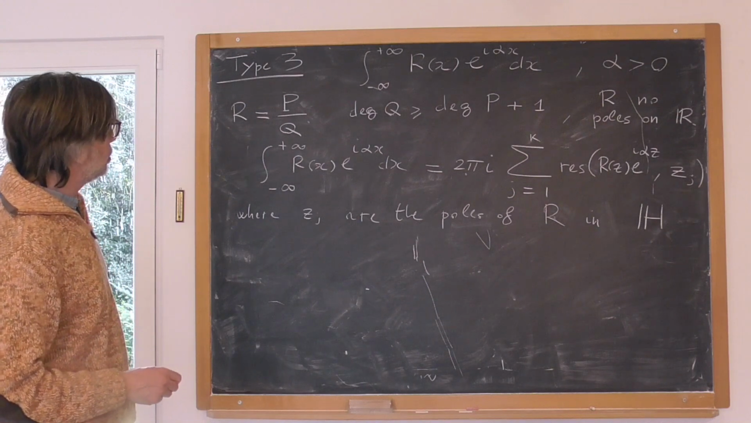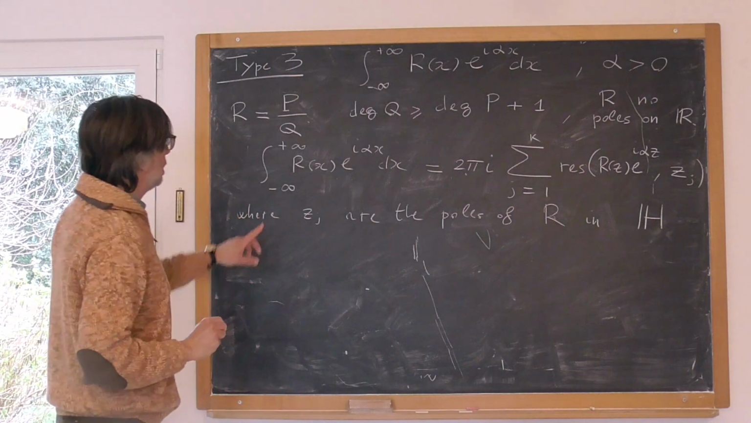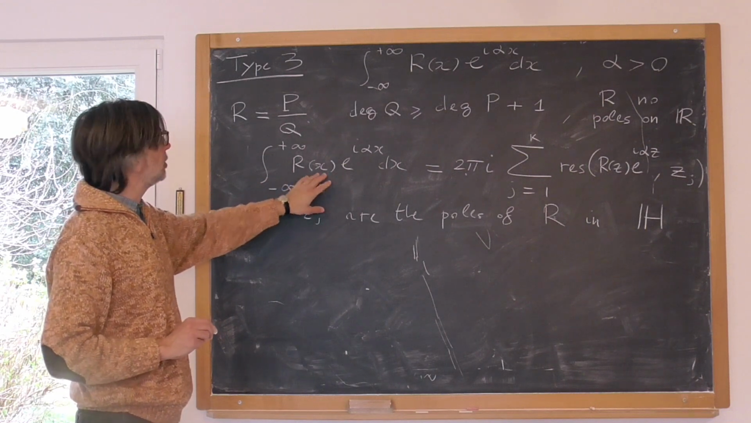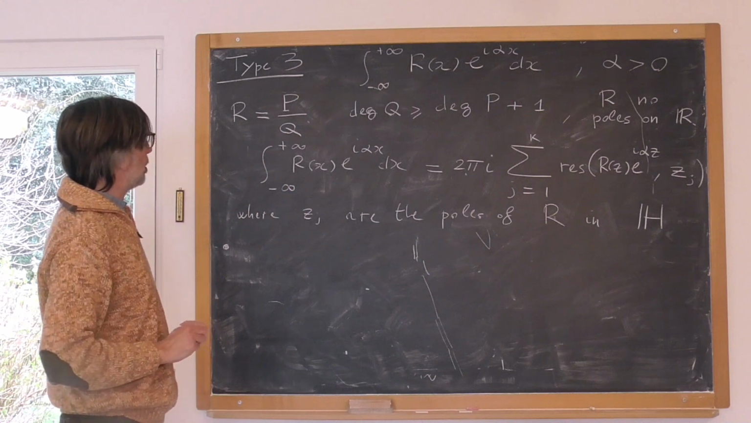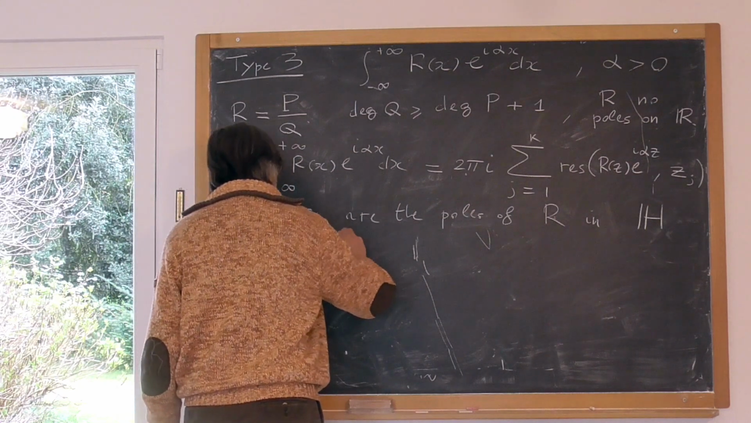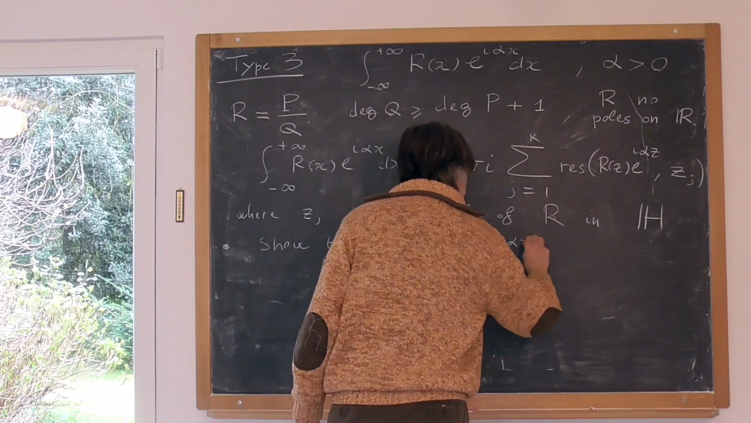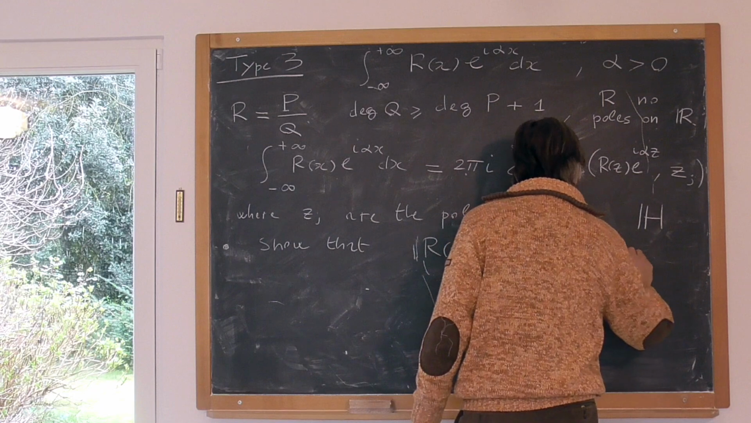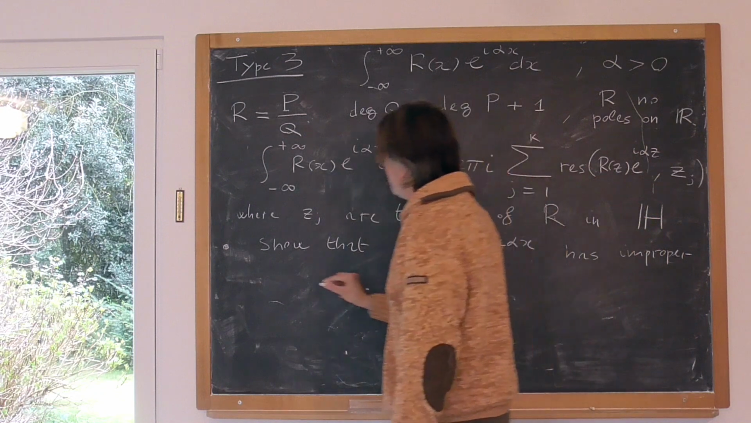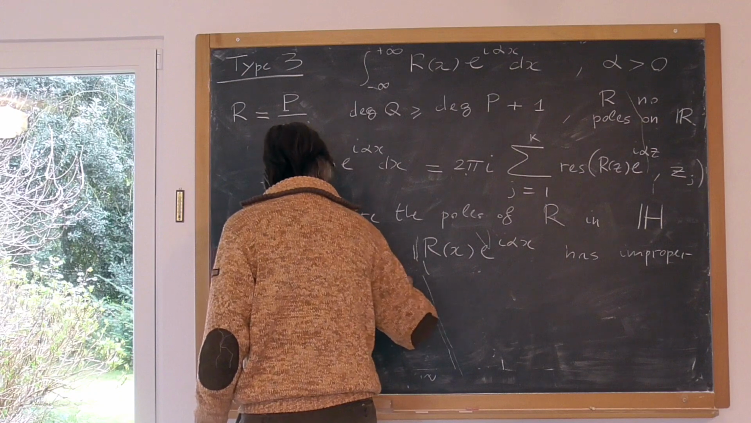So first of all, we need to prove that the improper integral on the left exists. This function has an improper integral. So we want to show that r of x e to the i alpha x has an improper integral on R.